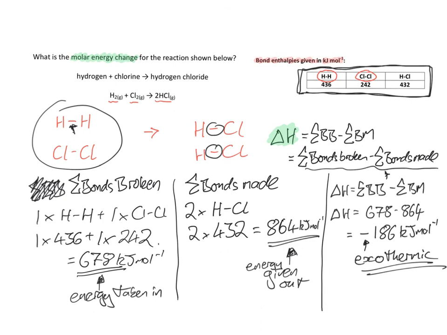Again, run this through for yourself, see if you get the same answer. Also, make sure you label everything fully. Sigma bonds broken, sigma bonds made. Write out delta H in full. Delta H is sigma bonds broken minus sigma bonds made. And don't forget your units. Cool.